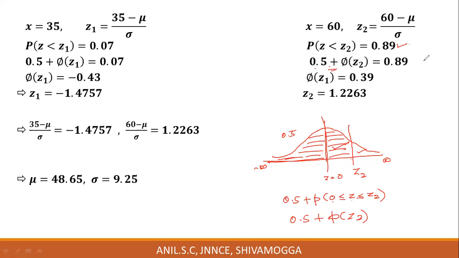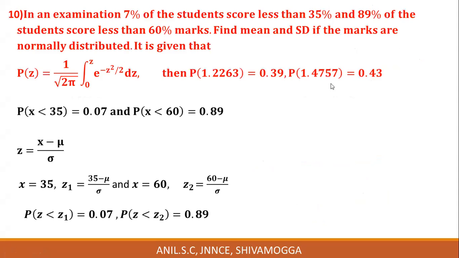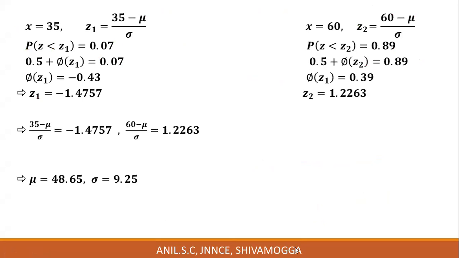0.5 plus phi of Z2 is equal to 0.89. Therefore, phi of Z2, this is not Z1, this is Z2, is equal to 0.89 minus 0.5, which is equal to 0.39. Now search the table. When the probability is 0.39, the corresponding Z is 1.2263. Z is equal to 1.2263.